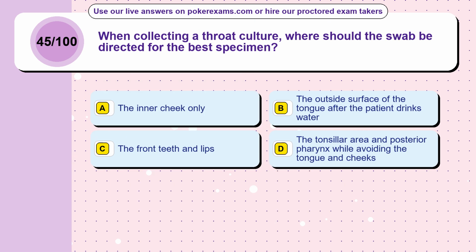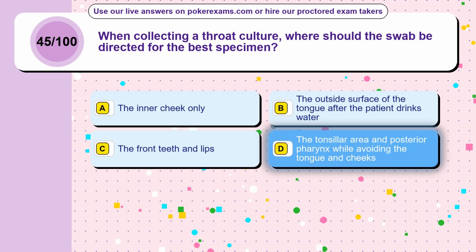Question 45. When collecting a throat culture, where should the swab be directed for the best specimen? Option A. The inner cheek only. Option B. The outside surface of the tongue after the patient drinks water. Option C. The front teeth and lips. Option D. The tonsillar area and posterior pharynx while avoiding the tongue and cheeks.